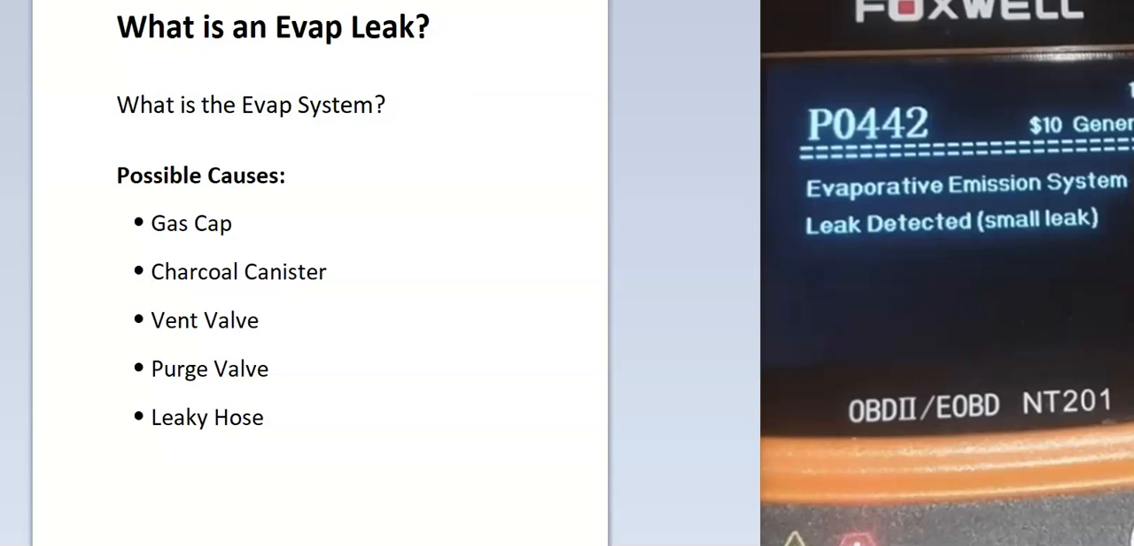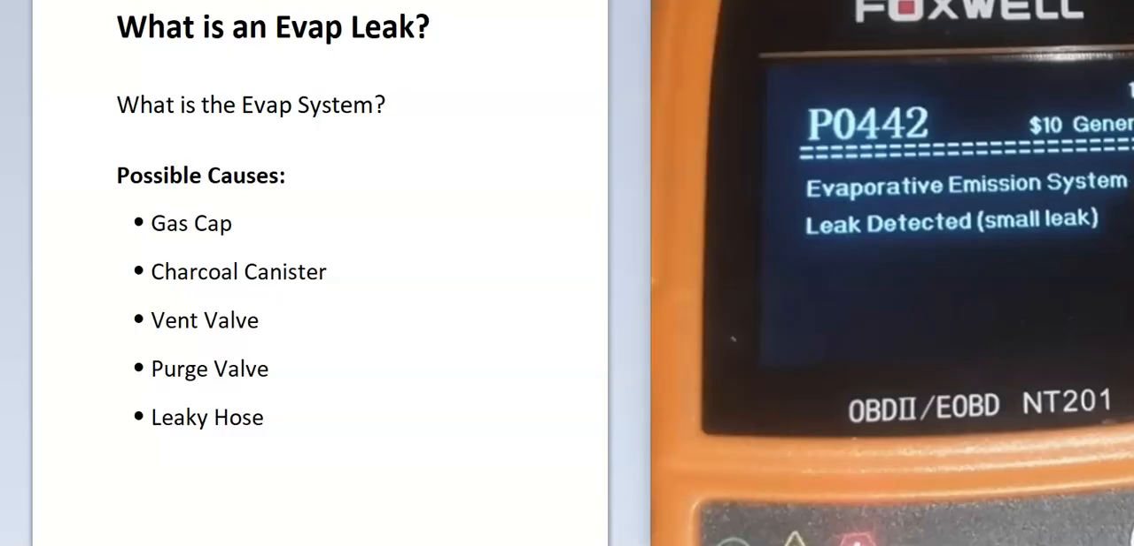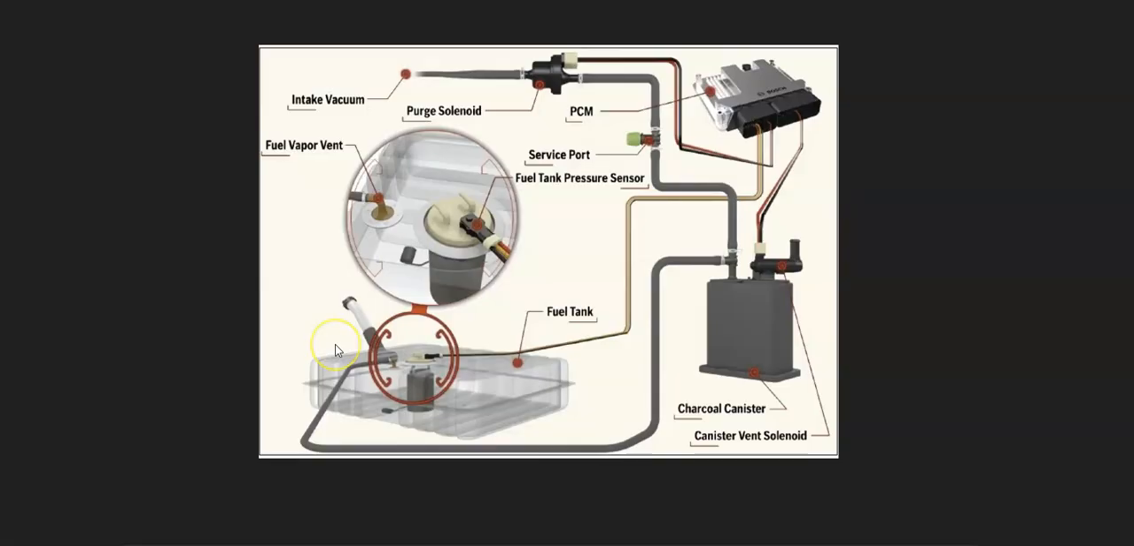So today I'm talking about what an evap leak is and what the evap system does, along with how you go about fixing it, with some of the possible causes and fixes for this. And so what is the evap system? Well, the evap system was created to help contain all the gas vapors from escaping into the atmosphere, and they get sent back into the engine and get burnt off. So this is for emissions.